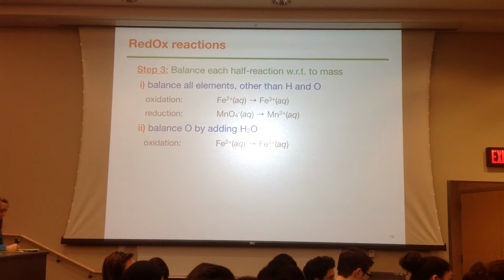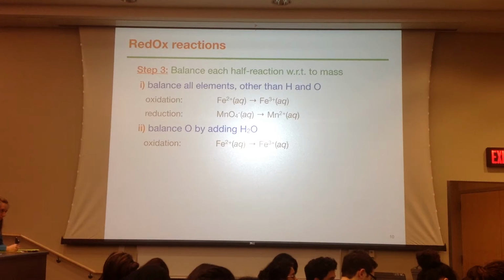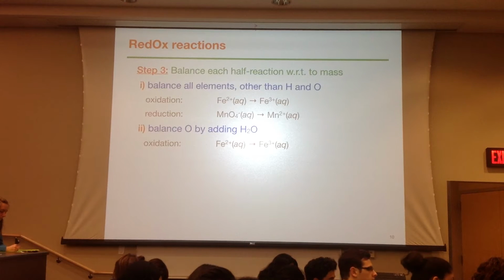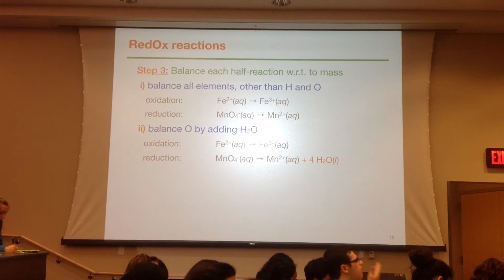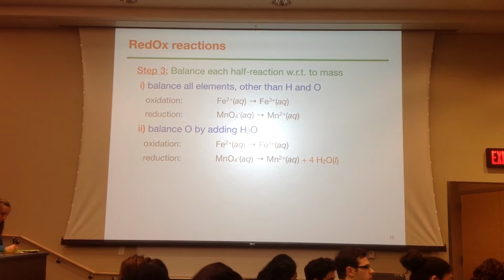But we have oxygen present in the reduction half reaction. In fact, we have 4 oxygens over here. So what we need to do is add 4 waters to the product side. Okay? So our oxygens are now balanced.